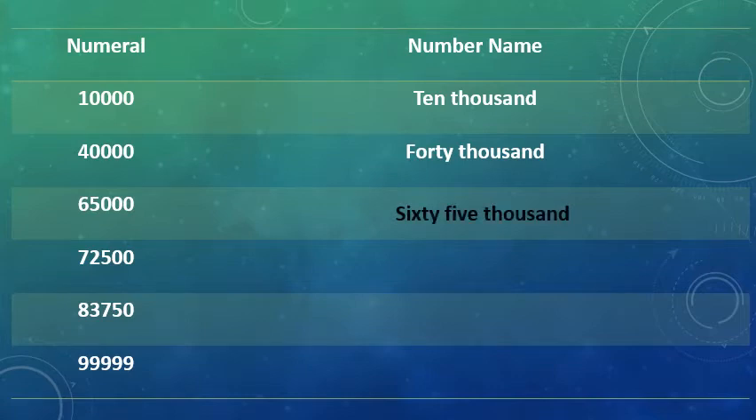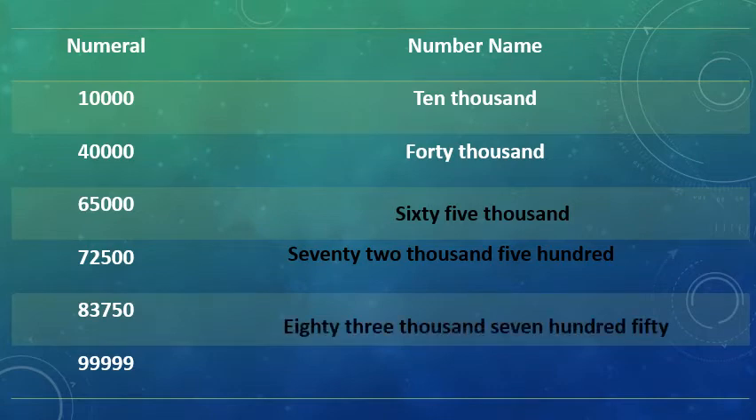Fourth is 72,500. How will you read this number? Yes, 72,500. Very good. 83,750. How will you read this number? Try to read this number. 83,750. Yes, and the last number is 99,999. Then how will you write it? How will you read it? Yes, 99,999.